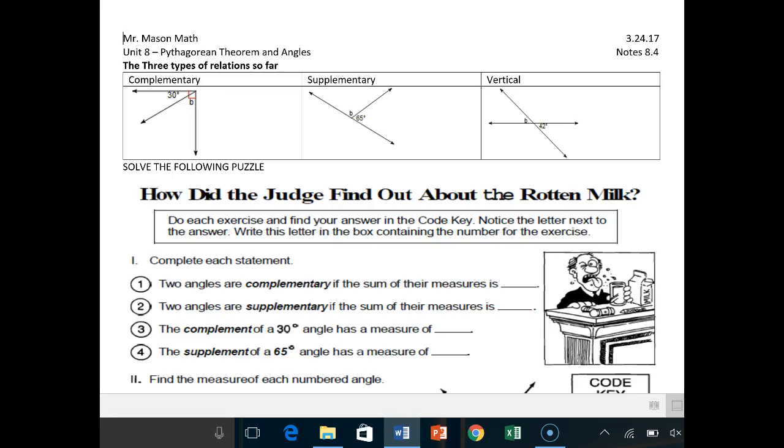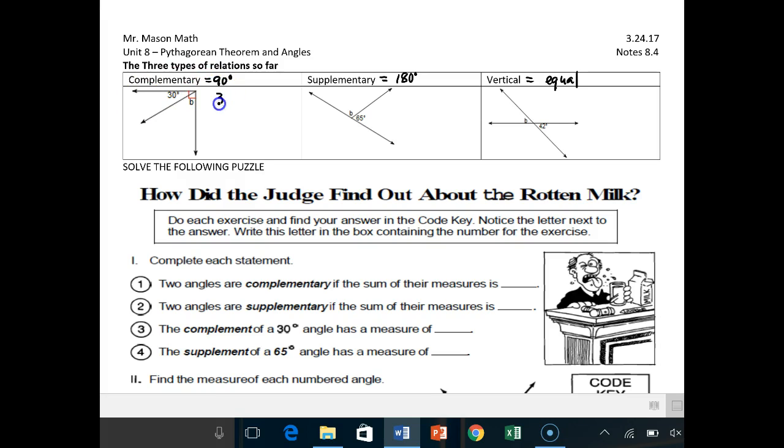So we're going to go through notes 8.4. Get ready for Edpuzzle questions as well. Remember that complementary angles are angles that add up to 90 degrees. Supplementary angles are angles that add up to 180 degrees. And vertical angles are angles that simply equal each other. They're across from each other and equal each other.